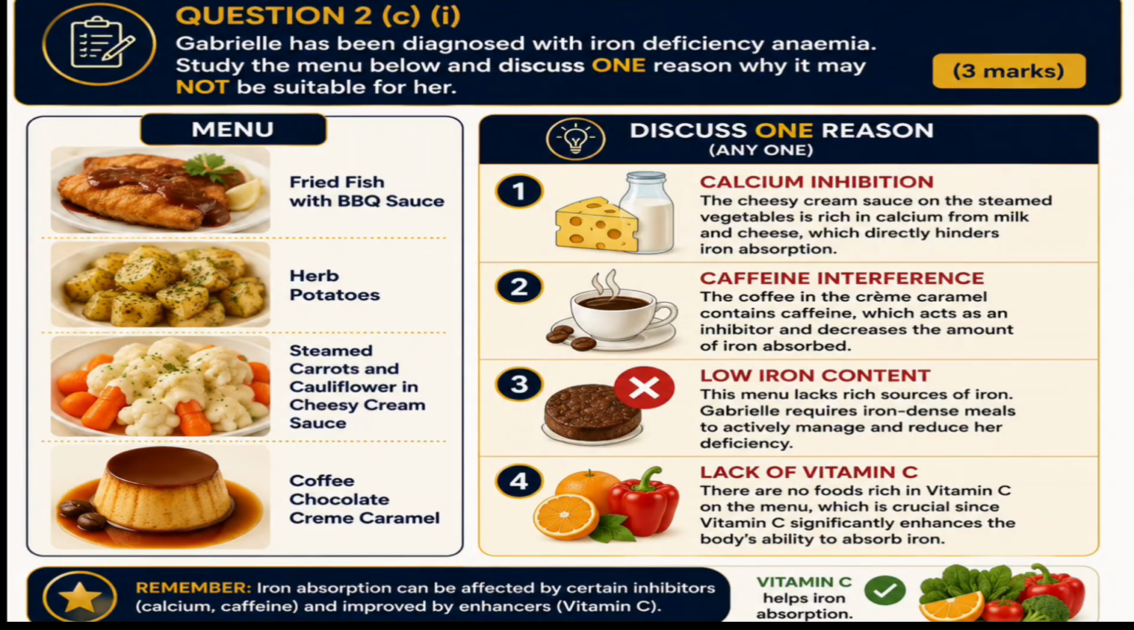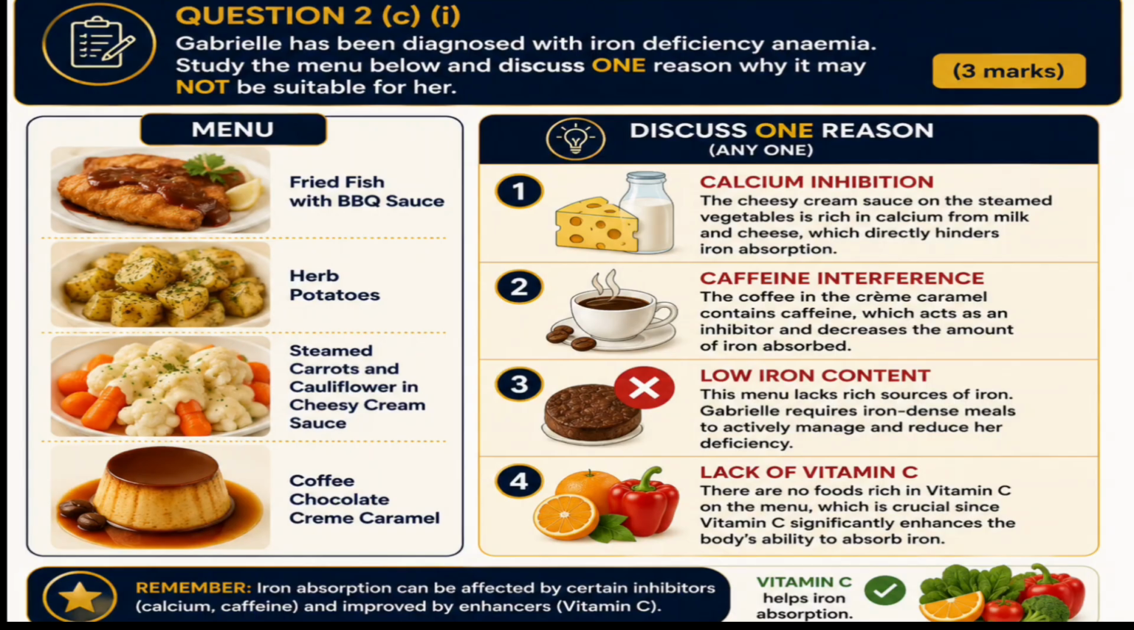All right, now let us look at the first reason. So this menu has calcium in there, right? So calcium inhibition. The cheesy cream sauce, guys, on the steamed vegetables is rich in calcium from milk and cheese, which directly hinders iron absorption. Caffeine interference. The coffee in the creme caramel contains caffeine, which acts as an inhibitor and decreases the amount of iron absorbed, right?